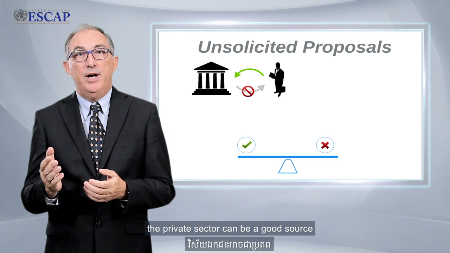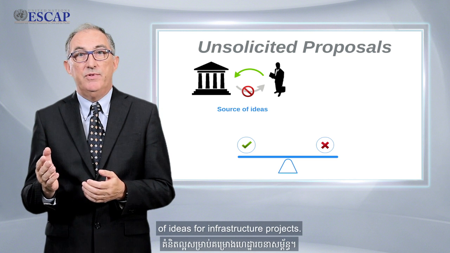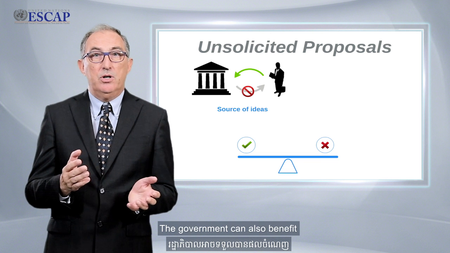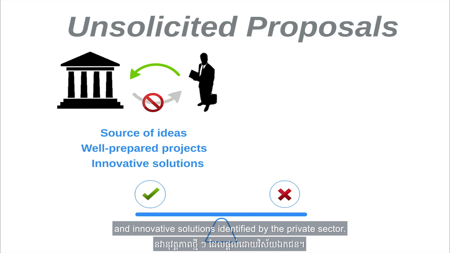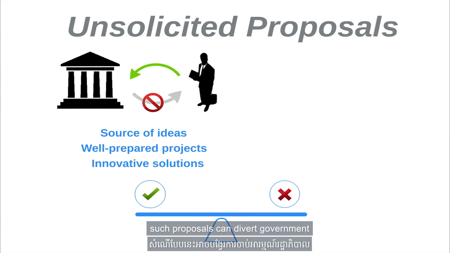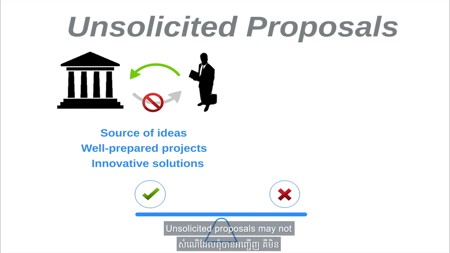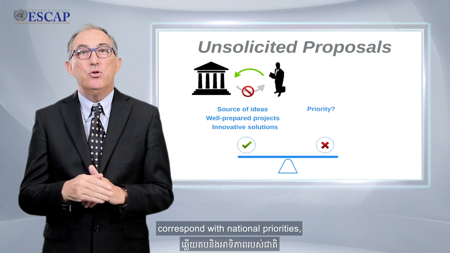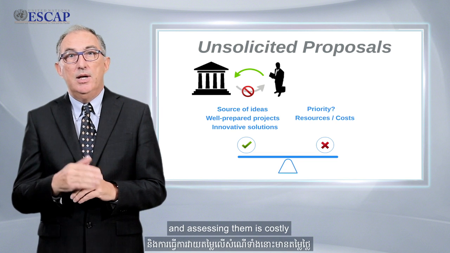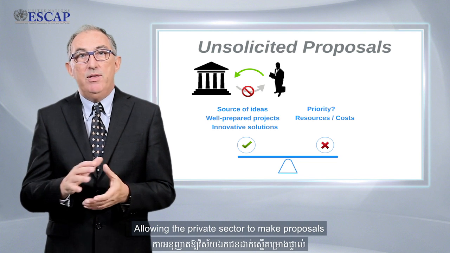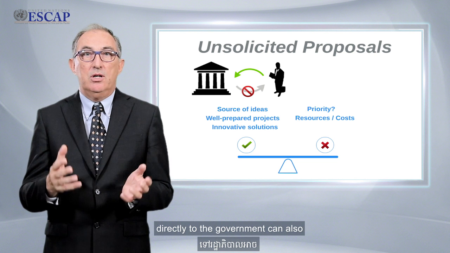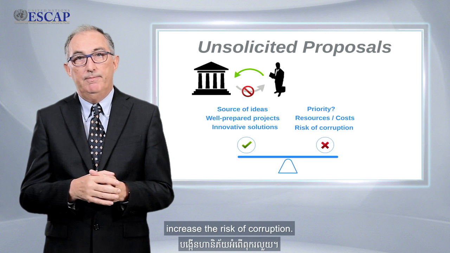On the one hand, the private sector can be a good source of ideas for infrastructure projects. The government can also benefit from well-prepared proposals and innovative solutions identified by the private sector. On the other hand, such proposals can divert government attention from more pressing matters. Unsolicited proposals may not correspond with national priorities, and assessing them is costly and requires mobilizing internal resources. Allowing the private sector to make proposals directly to the government can also increase the risk of corruption.